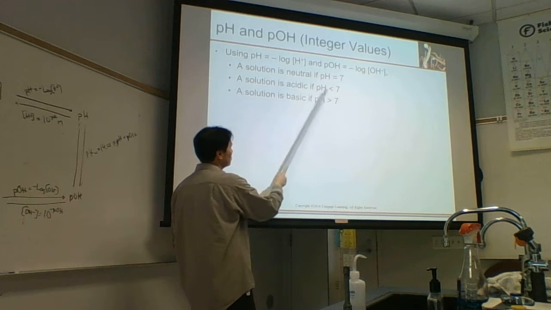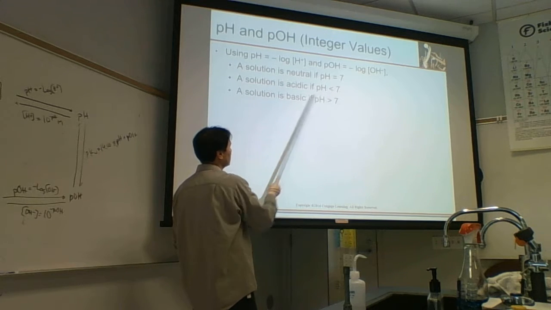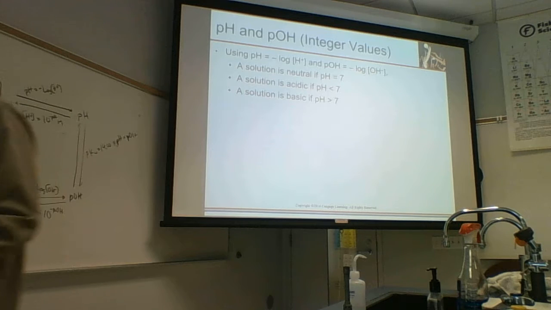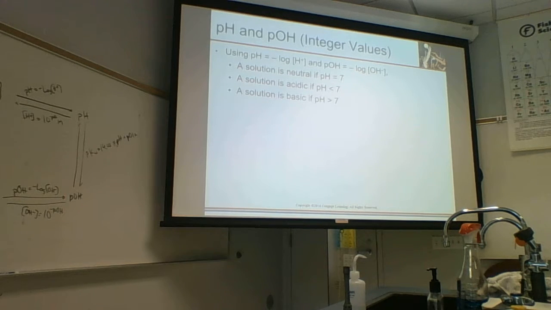In acidic solutions, we'll see that the pH is going to be less than 7. In basic solutions, the pH is going to be greater than 7. And the pH and the pOH have a seesaw relationship. If one goes up, the other goes down. pH and pOH have to add up to 14.